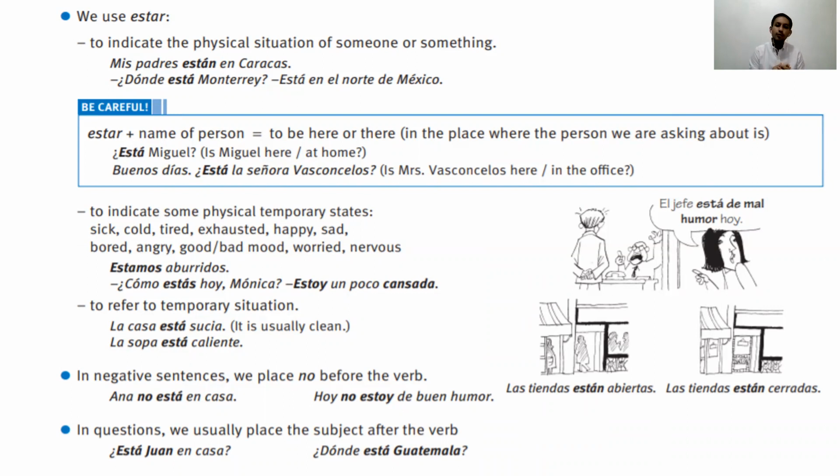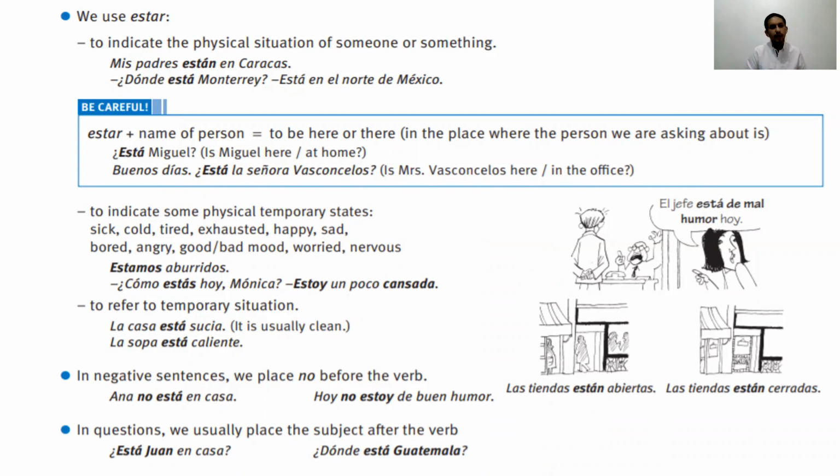To refer to a temporary situation, la casa está sucia. If I say the house is dirty, that means that only today, because it's usually clean, okay? La sopa está caliente. The soup is hot. That means just at this moment, and then it will be cold.